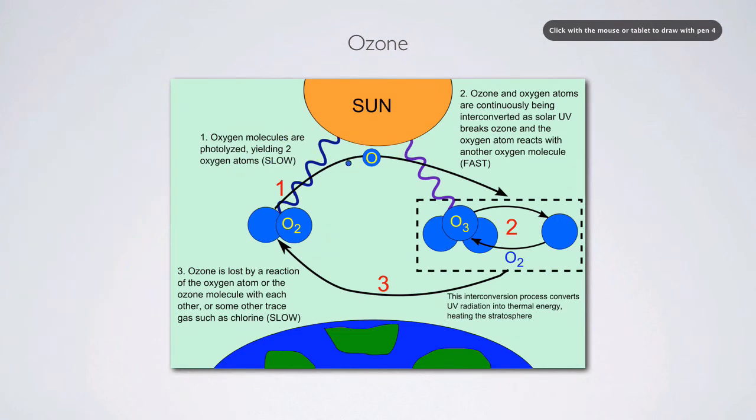So the reason why we get heating of the upper stratosphere from ozone is we have a lot of oxygen there. UV light hits oxygen and creates a free radical that then binds with oxygen to form O3. And so that's what generates the ozone at the top of the stratosphere.